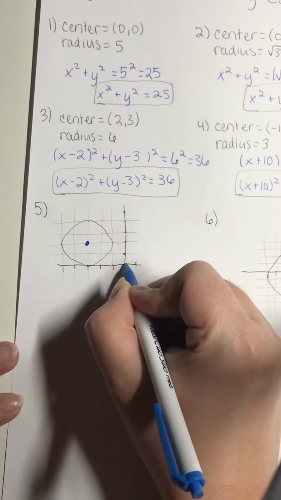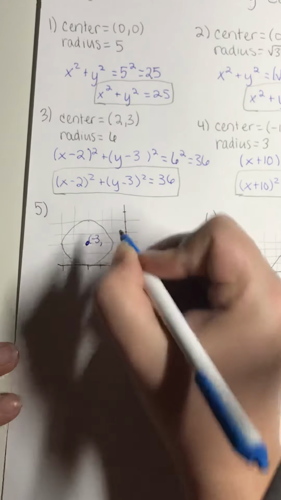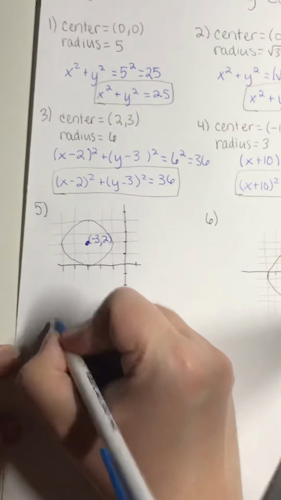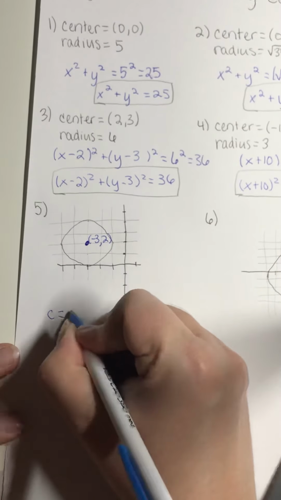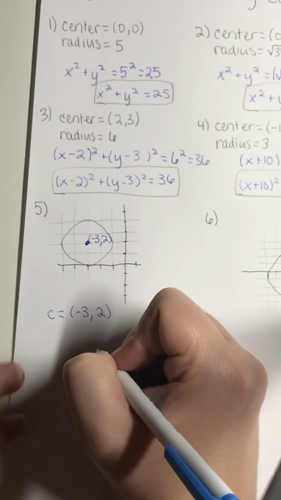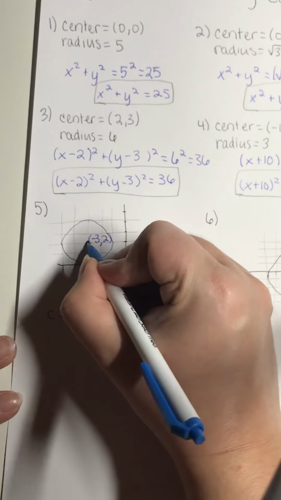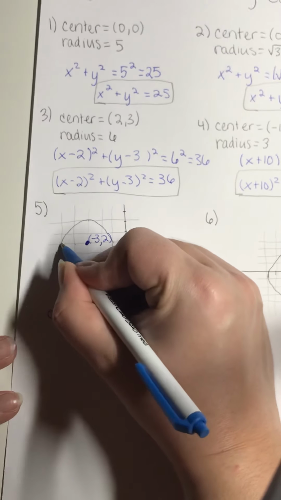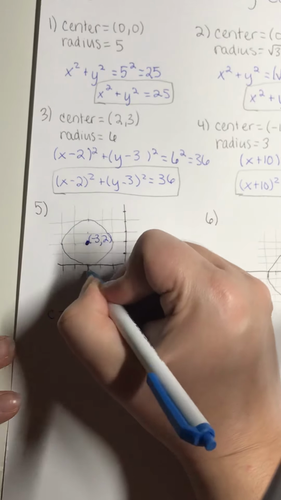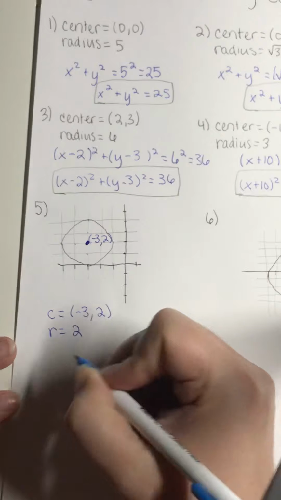The x-coordinate is negative 1, 2, 3, negative 3, and the y-coordinate is 1, 2. So I'm going to write that down here. Center is negative 3, 2. What's my radius? The radius is the distance from the center to the edge of the circle. From here to here, I go 1, 2. From here to here, I go 1, 2. From here to this point, I go 1, 2. So my radius is going to be 2.